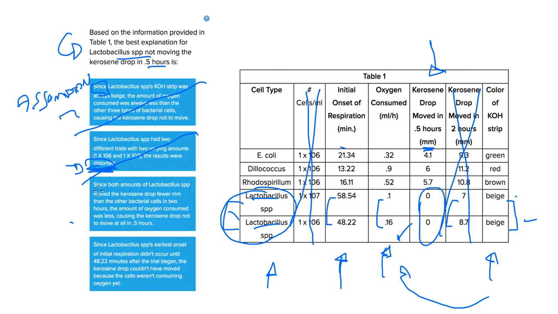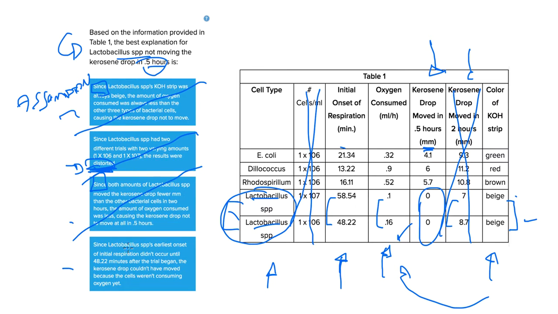Let's consider the third one. Since both amounts of Lactobacillus spp move the kerosene drop fewer millimeters than the other bacterial cells in 2 hours, well, we're not wondering about 2 hours. We're wondering about half an hour. 2 hours haven't gone by in half an hour yet, so that wouldn't give us a reason for anything. So we can get rid of that one as well. And then this last one, I guess it has to be the right answer.